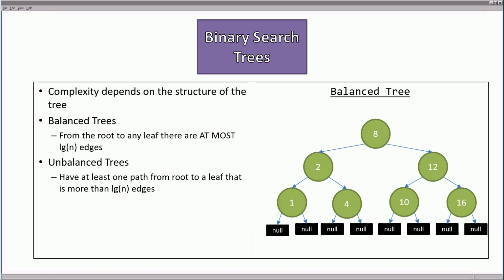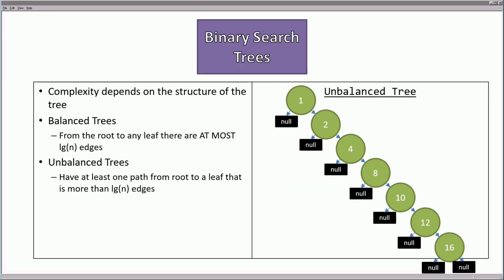Now let's look at the complexity of these different operations in relation to the binary search tree. In order to examine this, we have to understand that the complexity of all of these operations, add, remove, search, depend on the structure of the tree. There's two main ways that we can look at these trees. Either they can be balanced trees or unbalanced trees. For a balanced tree, going from the root to any leaf, there are at most log base 2 of n edges reaching it.